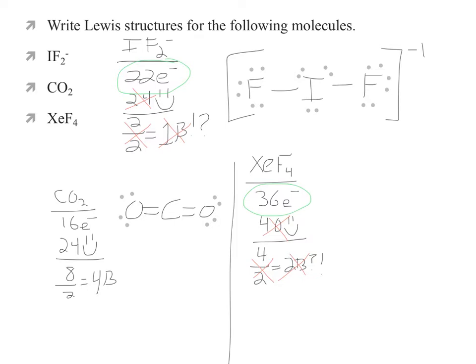So xenon, central atom. Fluorines on the outside. 1, 2, 3, 4. Let's fill all the fluorine octets.